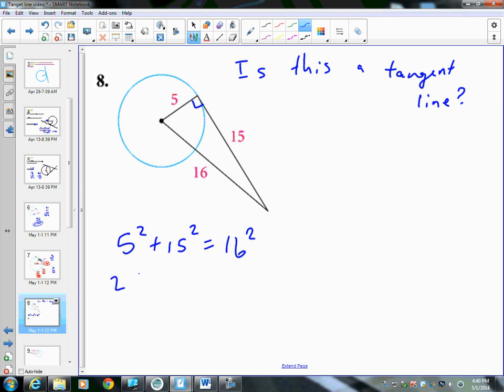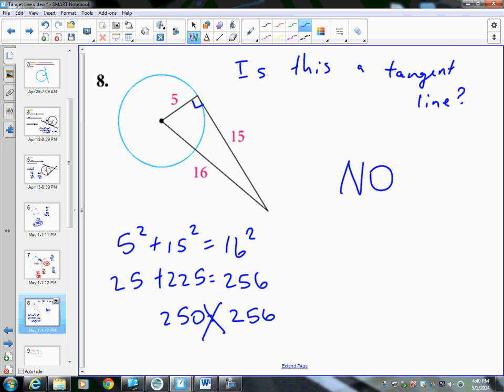So 5 squared is 25. 15 squared is 225. And 16 squared is 256. If we add 225 and 25, we end up getting 250 is equal to 256. Is this true? No, it's not. 250 is not the same as 256. So this Pythagorean theorem does not work. So is this a tangent line? No, this is not a tangent line.